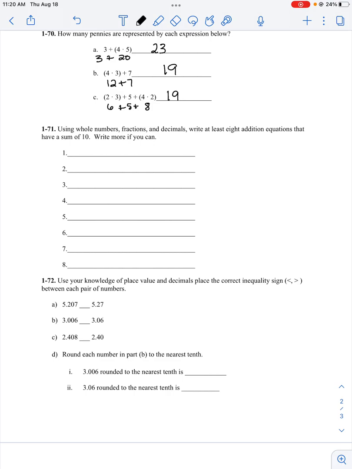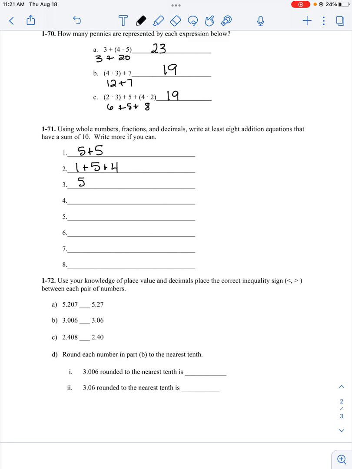Using whole numbers, fractions, and decimals, write at least 8 addition equations that have a sum of 10. Write more if you can. I'm going to go through 4 of them, and I'm going to have you go through the remaining 4, or more if you can. So I know 5 plus 5 is 10. 1 plus 5 plus 4 is 10, right? Because 1 plus 5 is 6, 6 plus 4 is 10.